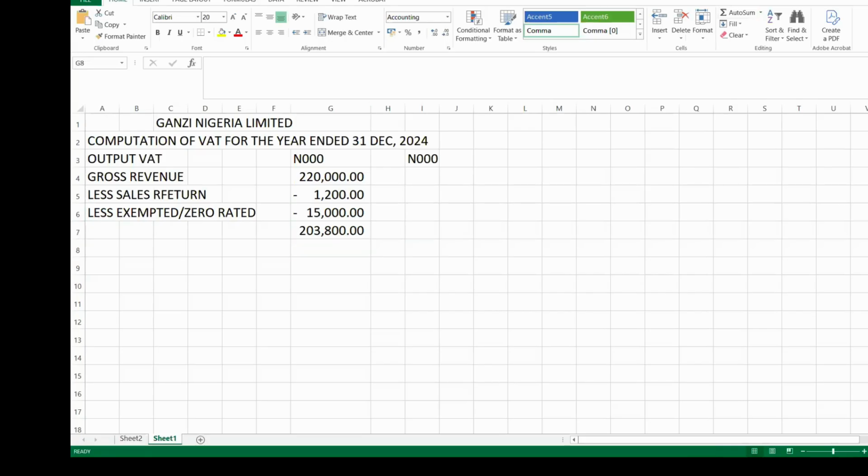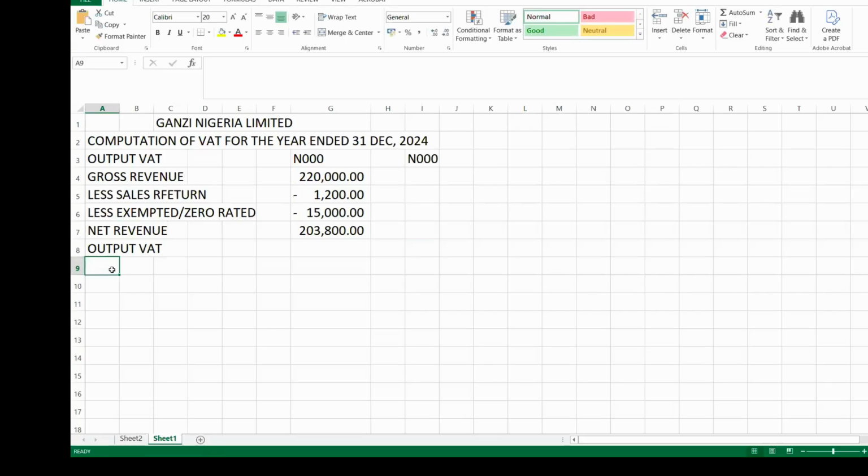So the result figure will give us a value, which is net revenue. This value, net revenue, is what we are now going to apply our output VAT to. We are told in the question that this value is VAT inclusive.